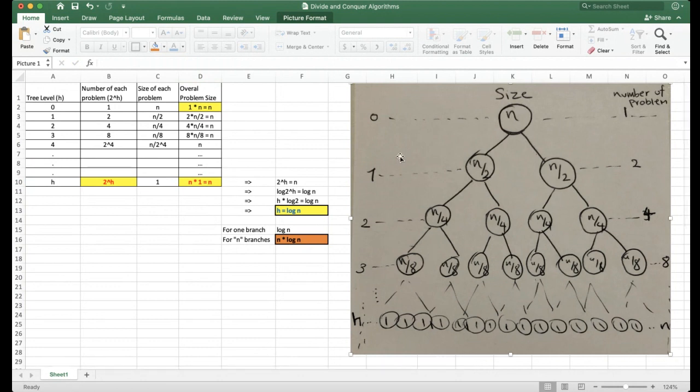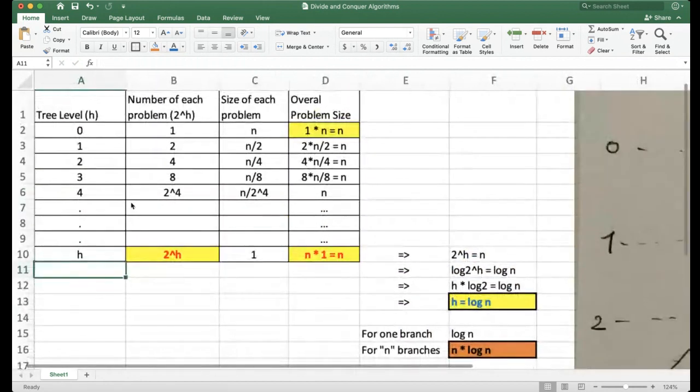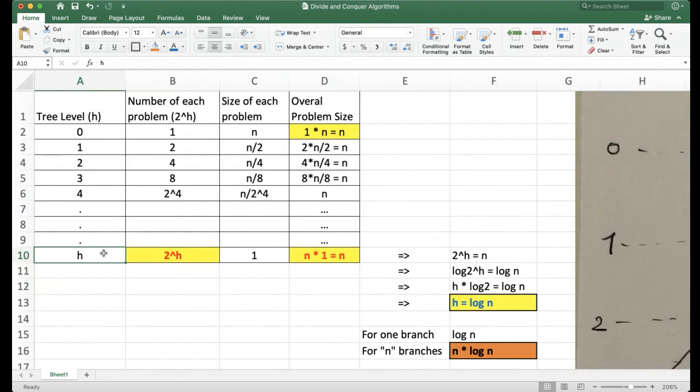So we're going to put all of this data that we identify from this tree on this table. Those are the levels that we identify all the way to level h. These are going to be the number of problems. This is going to be the size, and this is the overall. We know the overall size is always going to stay n, no matter what.